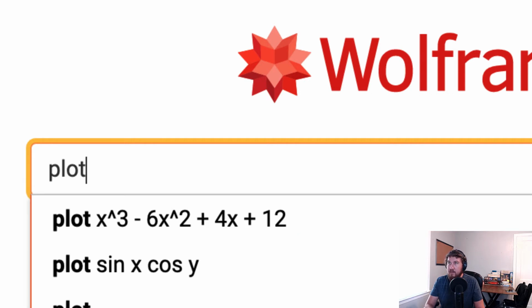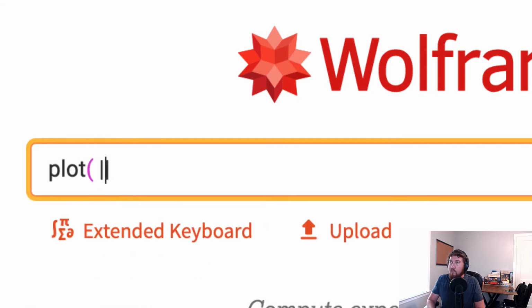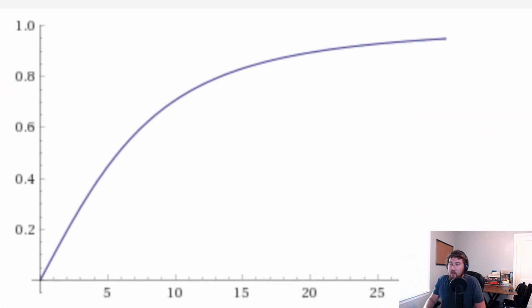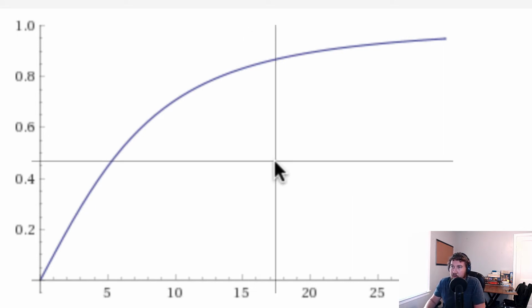So let's go ahead and plot, just like we did before. Hopefully I won't make that same mistake. So we're going to plot, and this time it's i times omega divided by, in parentheses, i times omega plus 10. We still want that cutoff frequency of 10. We're going to do it for omega from 0 to 30, just like we did last time. Let's take a look. And there we go. Remember, we're looking for a cutoff frequency where the transfer function is 1 over square root of 2, or approximately 0.7.